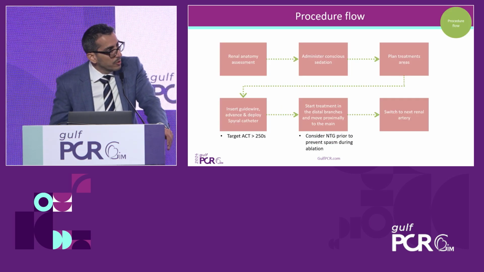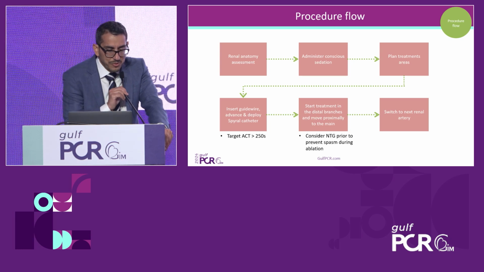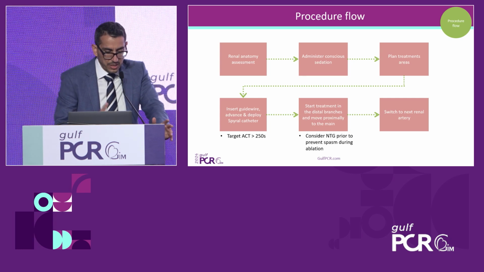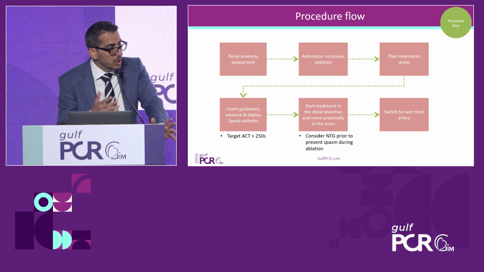So the process itself. The first thing to think about is, of course, the anatomy. You want to understand the anatomy, whether that's done by CT or angiography at the time of the procedure. You really need to lay out the lay of the land so you understand whether you are dealing with two renal arteries.